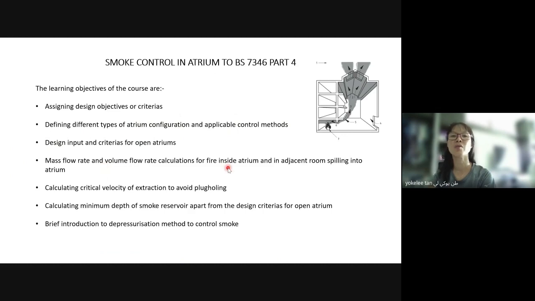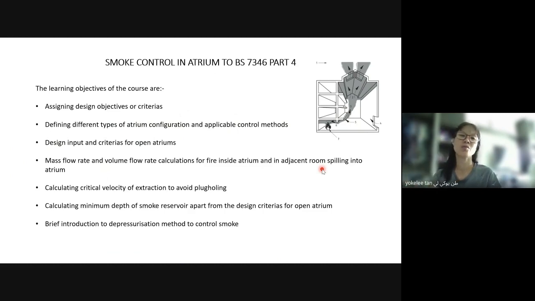So for the volume flow rate, there are two criteria to calculate. One is for a fire inside the atrium. Let's say your configuration is open. So one is you design for a fire inside the atrium, and one is for a fire in the adjacent room. So you see which one is actually the criterion, which one is the more demanding criterion.